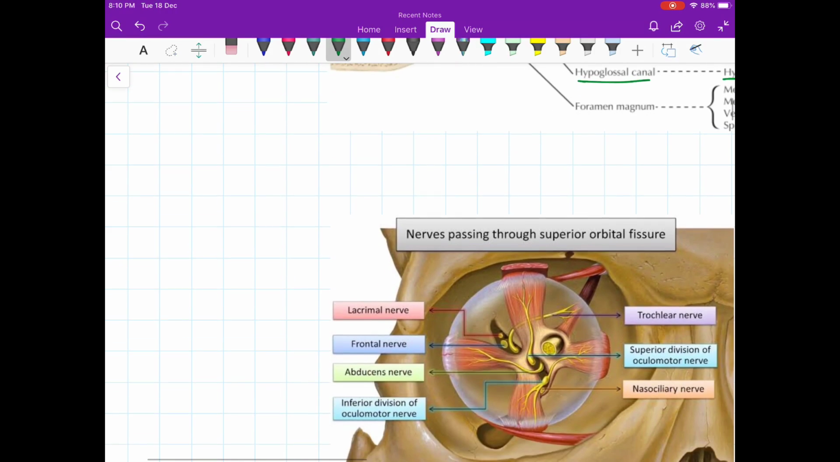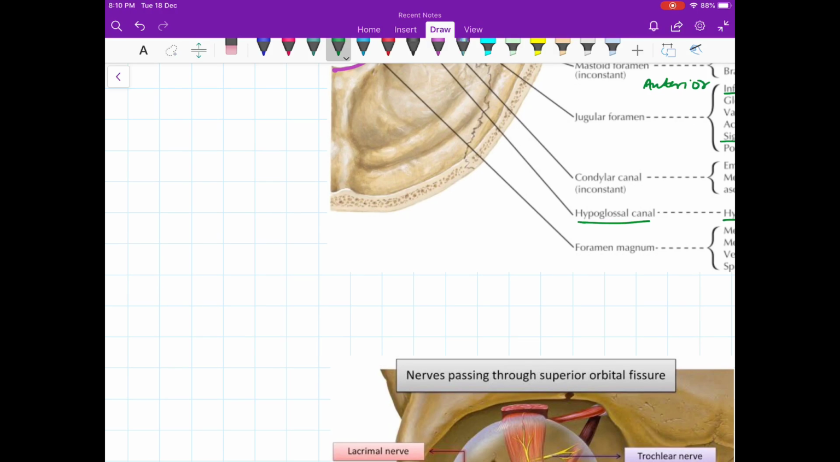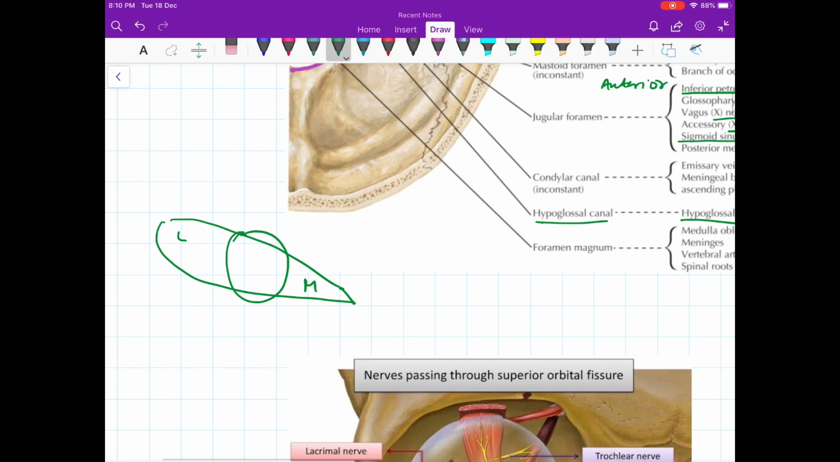Now we will see the structures passing through the superior orbital fissure. Structures passing through the medial part, structures passing through the ring, and through the lateral part. Think the answers in your mind. Lateral part is LFT: lacrimal nerve, frontal nerve, trochlear nerve.